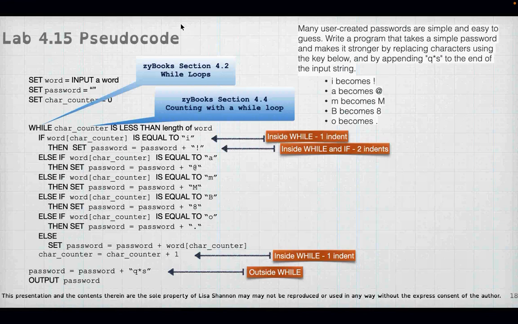So here I use a while, but since you're using a string, you could just as easily use a for loop. And basically, you are going through the word that was input, and you're creating a brand new word for output. And the way you do that is you're going to concatenate them. So you're going to say password equals password plus whatever that character was. And so all you do is you basically say, if my character is an I, then the same place in the password is now going to be an exclamation point. If my character is a lowercase a, it's now going to be the at sign. If it's an M, it's going to be a capital M. If it's a B, it's going to be an 8. And if it's an O, it's going to be a dot. And then make sure that at the very end you append Q star S and you output the password.